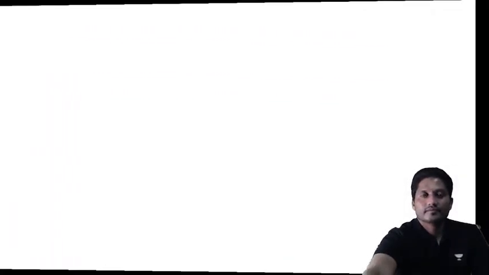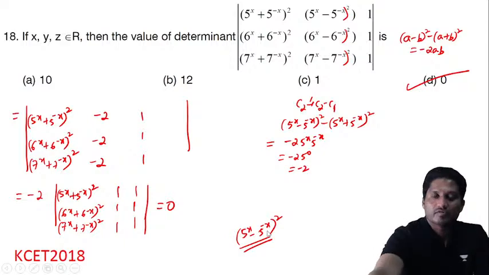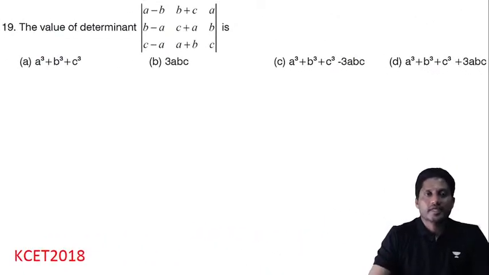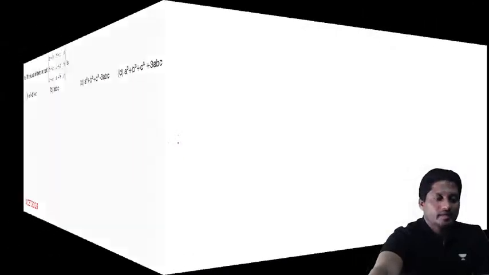So there's a correction here, guys. Here it should be the whole square. It should be 5 power x minus 5 power minus x the whole square. There's a correction, please do that. Question number 19. There's an error in the problem, so this is a bonus. Question number 20.